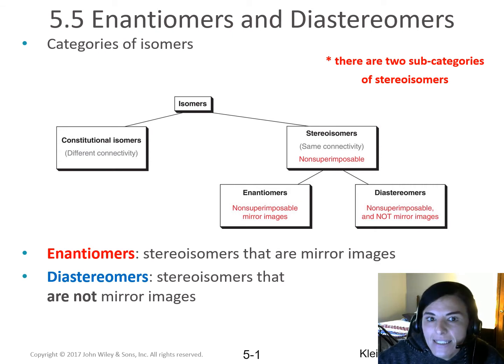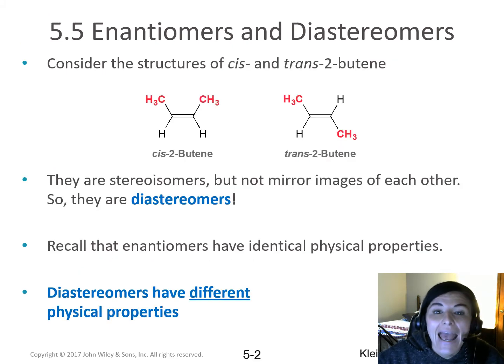Then there are diastereomers. These are stereoisomers that are not mirror images of each other. An example of diastereomers would be cis and trans 2-butene. Okay, we can see that while they have the same connectivity, they do not have the same orientation in space, but they're also not mirror images of each other. These two would be defined as diastereomers. Now, diastereomers generally have very different physical properties, unlike enantiomers.